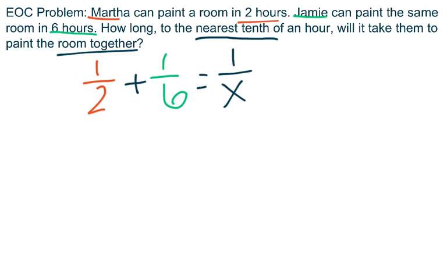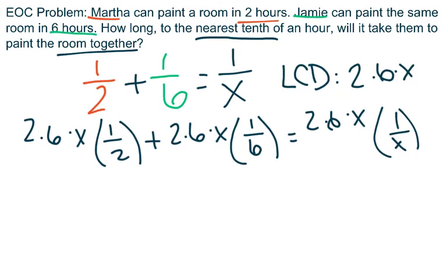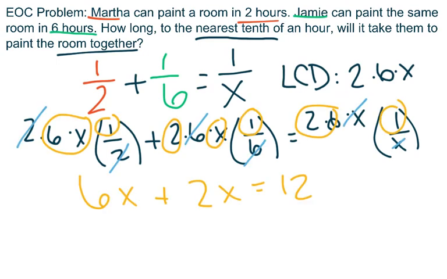So 1, 2, 3. So hopefully you figured out that the LCD was 2, 6, and x. I'm going to do that to the tops of all 3 fractions. So just to speed this up a little bit, it's going to become 8x equals 12. I'm going to divide both sides. And then hopefully you know that reduces.